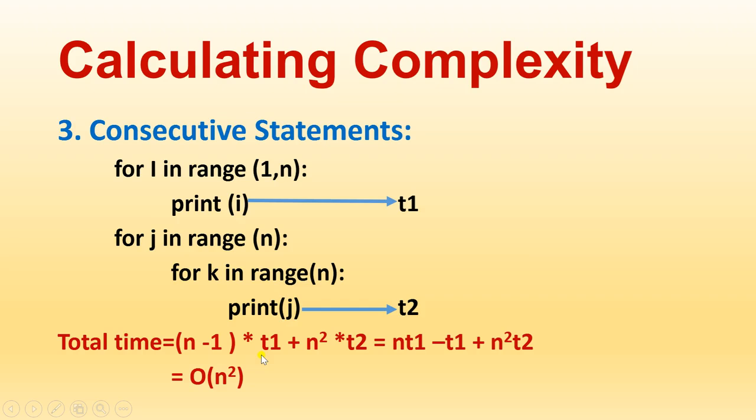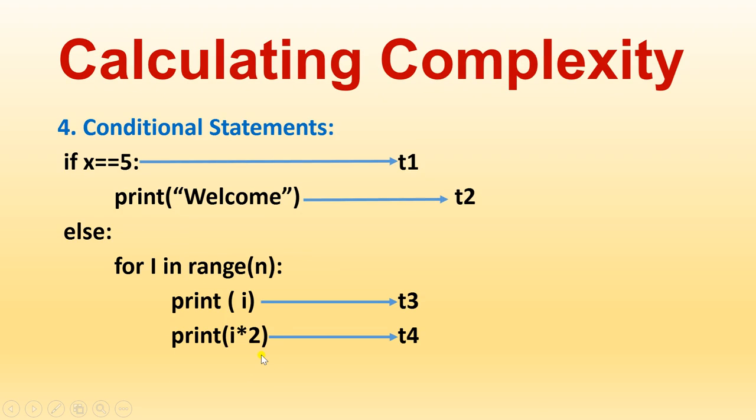Next is consecutive statements. What happens if you have consecutive statements? Here two loops are there. The first loop is a separate one and the second one is a nested loop. The first loop runs 1 to n, so it gives n minus 1 multiplied by t1. Next is n multiplied by n multiplied by t2. So the result is nt1 minus t1 plus n²t2. Here t1 and t2 are constants and n²t2 is the dominant term, so the complexity is O(n²).